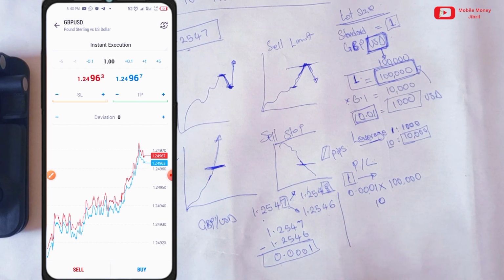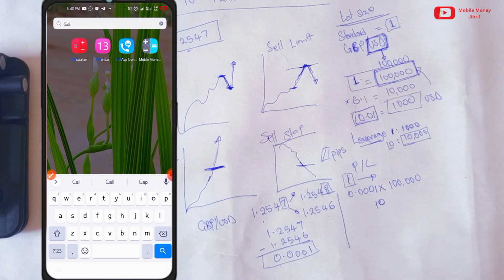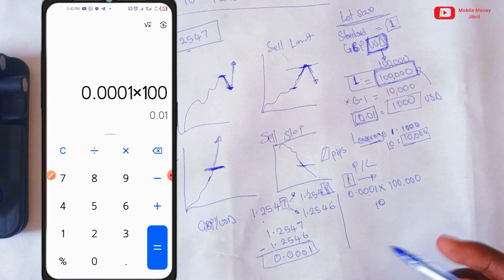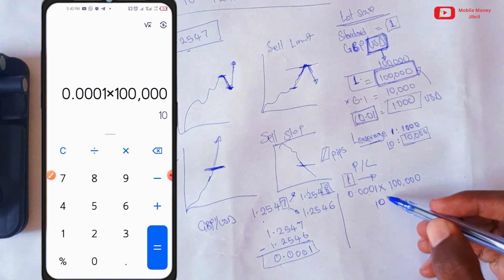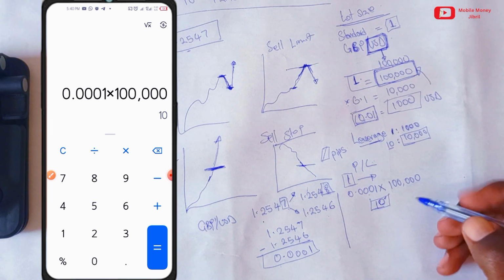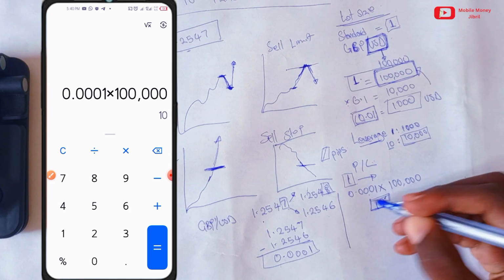Let me also use my calculator here so that you can follow up. So I have 0.0001 times 100,000. You can see that my answer is 10. Meaning, if the price goes in my favor by 1 step or by 1 pip, my profit is 10. Of course, it can vary, maybe because of the spread of the broker that you are using.